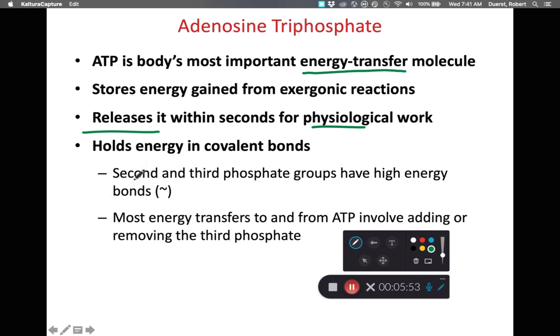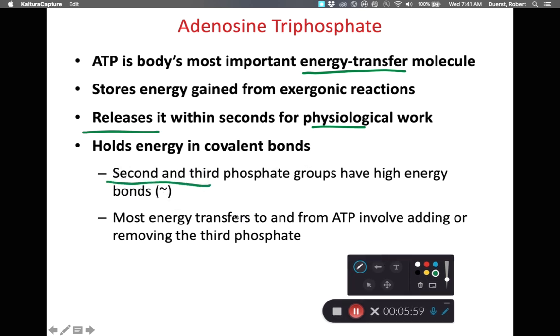So it's that second and third phosphate group that has the highest energy covalent bond. And as we cleave that particular covalent bond, also referred to as a phosphodiester bond, we are going to release a lot of energy. And that energy is going to be used for many different things within our bodies. We'll talk about many examples over the next 2 semesters.